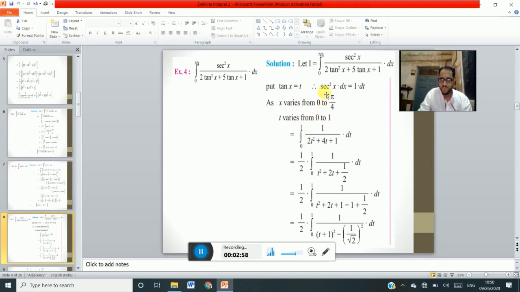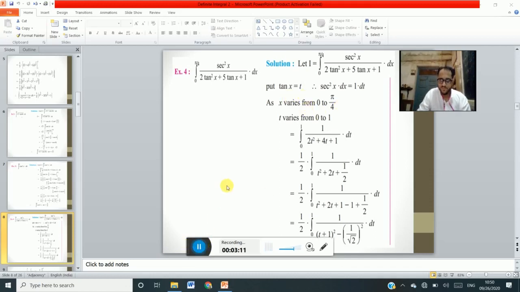The lower limit is 0, because if we put x equals 0, tan 0 is 0, and if we put x equals pi by 4, tan pi by 4 is 1, right? Then after substitution what we get? The limit from 0 to 1, dt upon 2 t square plus 5t plus 1. Okay, so 1 by 2. Now this is actually the standard form of integration of dx upon ax square plus bx plus c. In that form we have to follow the steps.